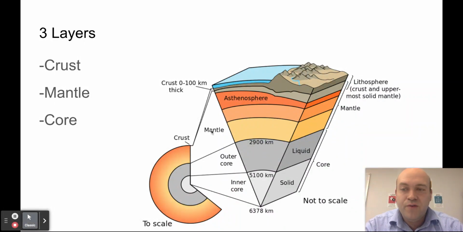So, a real quick overview, but the basics of the layers of the Earth and how we were able to narrow them down.